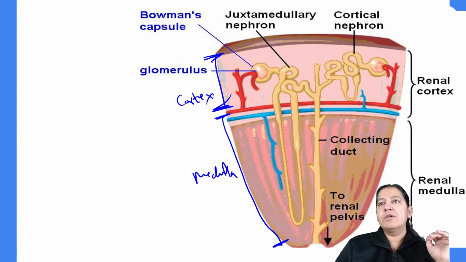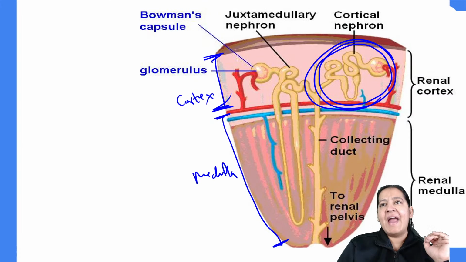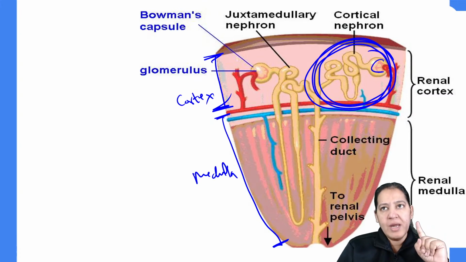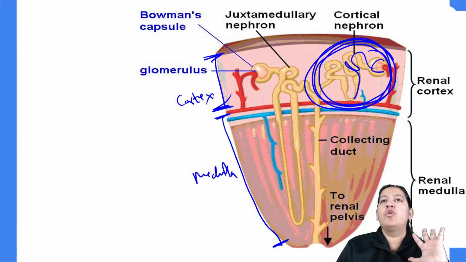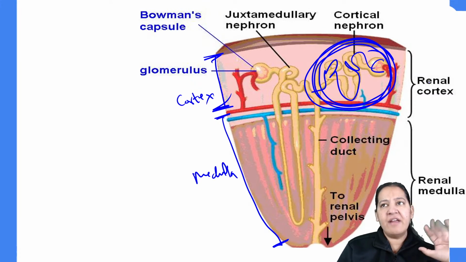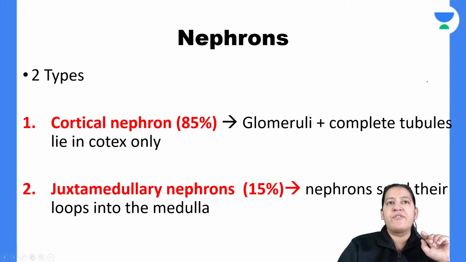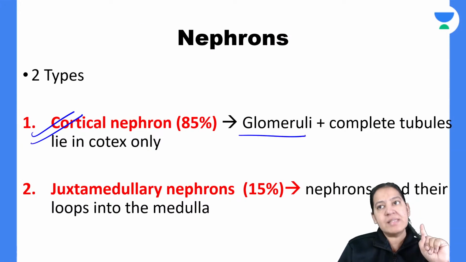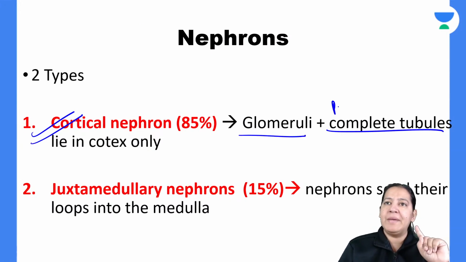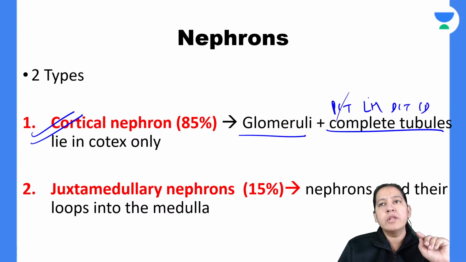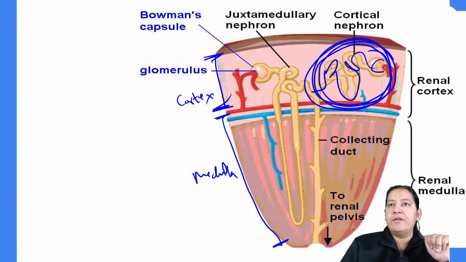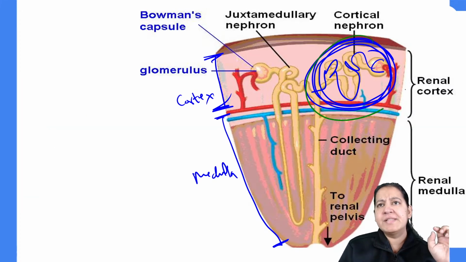Now see this nephron, this nephron, this nephron. Can you see this nephron? The entire nephron, that is glomerulus along with all tubules. This is PCT, loop of Henle, DCT, the entire nephron present in cortex. So this nephron is known as cortical nephron. By tubules, I mean PCT, loop of Henle, DCT and collecting ducts, all the tubules along with glomeruli. It is present in the cortex.